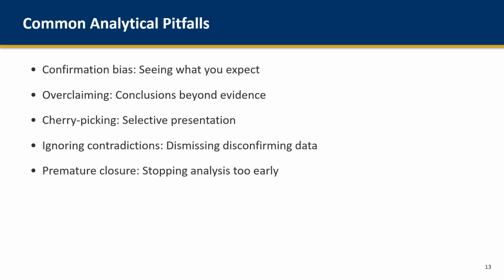Awareness of common pitfalls helps you avoid them in your own analysis. Confirmation bias leads you to see patterns that match your expectations while missing those that don't. You may interpret ambiguous data as supporting your hypothesis without considering alternatives. Combat this by actively seeking disconfirming evidence and having others review your analysis.